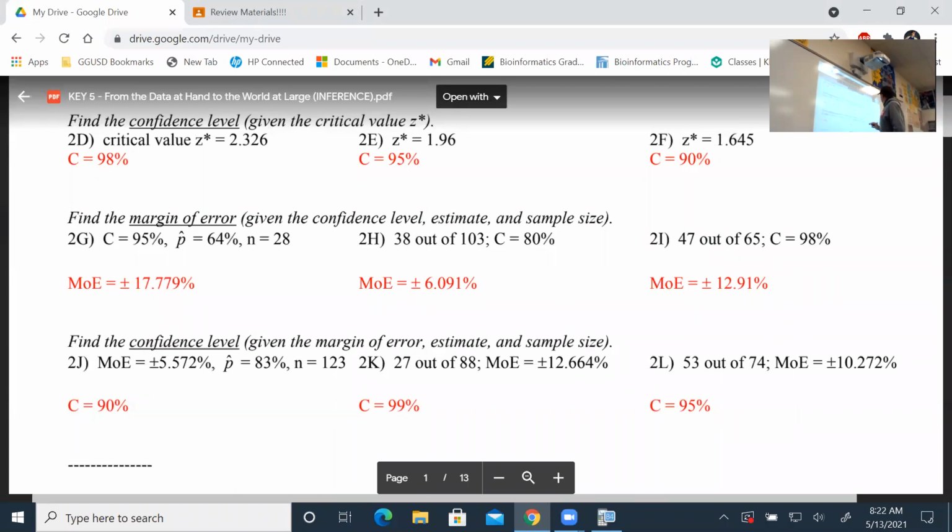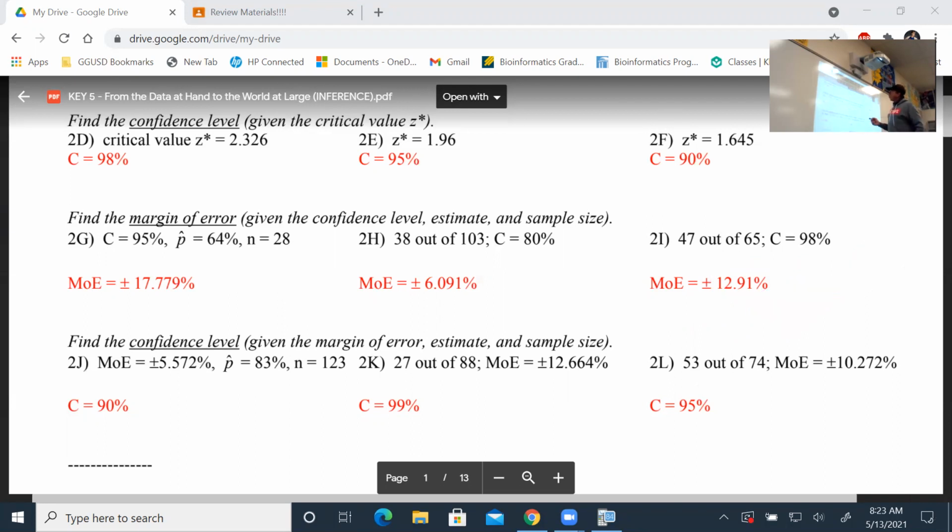All right, so I'm going to go 2.326 times the square root of, and then I need what 47 out of 65 is. So I'll get a calculator on the side here. 47 divided by 65 is about 72%. So 72, 28, and then 65. And again, you'll get this answer 12.91, about 13%. Or you could write it as a proportion, 0.13. Pretty cool.